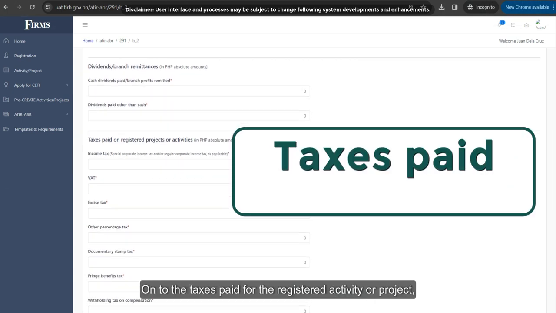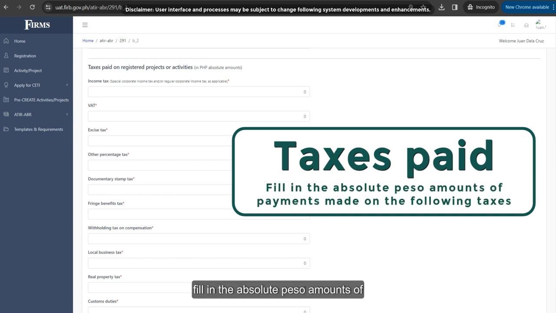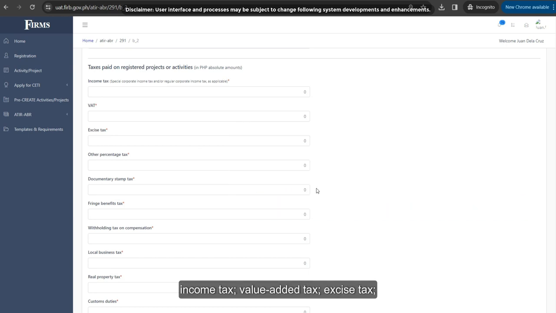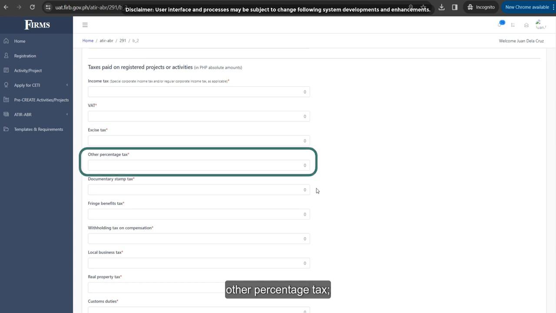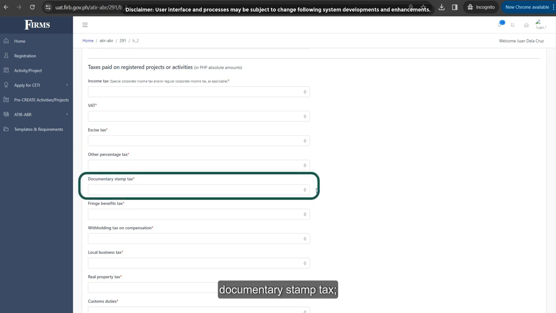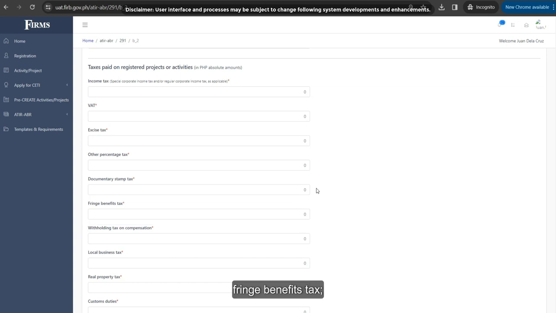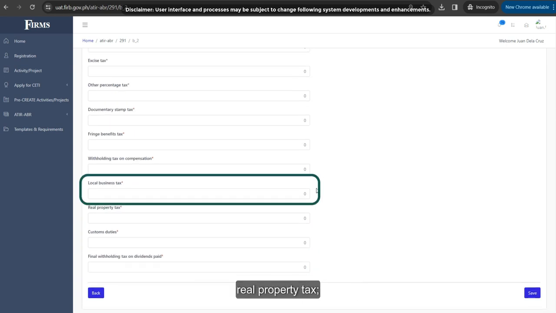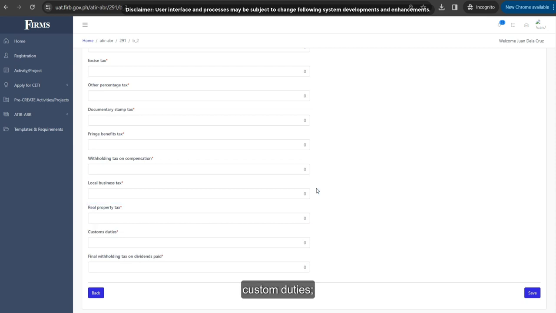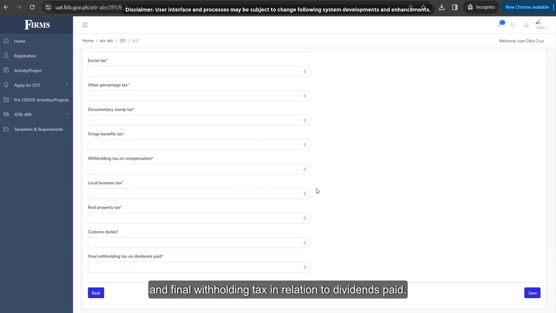On to the taxes paid for the registered activity or project. Fill in the absolute peso amounts of payments made on the following taxes: income tax, value-added tax, excise tax, other percentage tax, documentary stamp tax, fringe benefit tax, withholding tax on compensation, local business tax, real property tax, customs duties, and final withholding tax in relation to dividends paid.